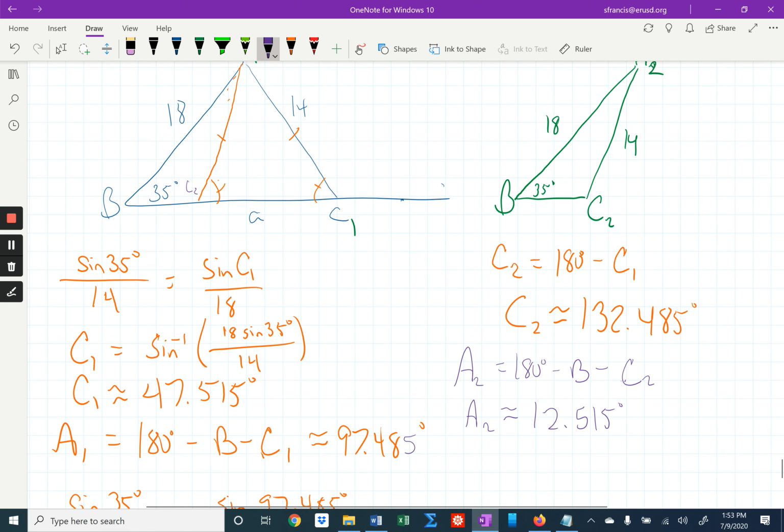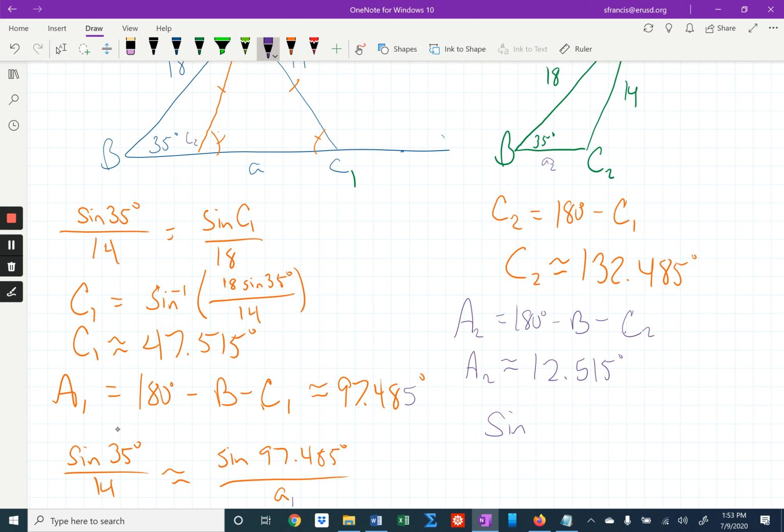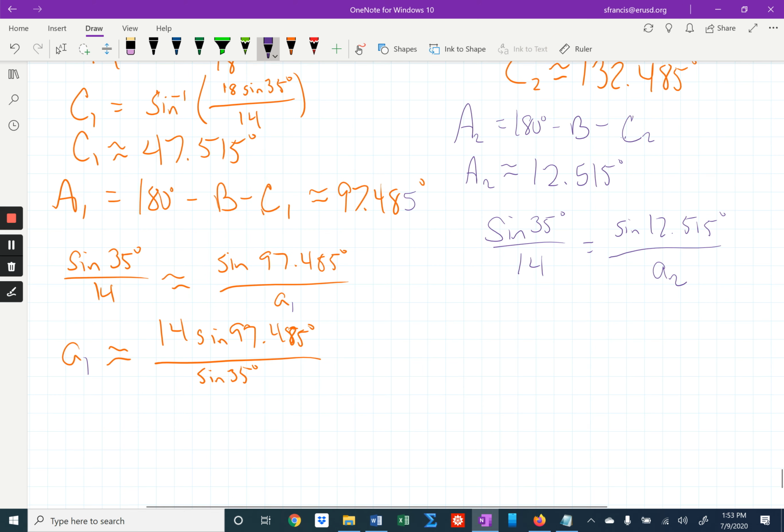And then once I have that, I just need to go find a sub 2, which I forgot to label, which is this little horizontal side length here, and by law of sines relationship, sine of 35 over 14 is sine of 12.51 degrees over a sub 2. And so a sub 2 is going to be 14 sine 12.51 over sine 35.